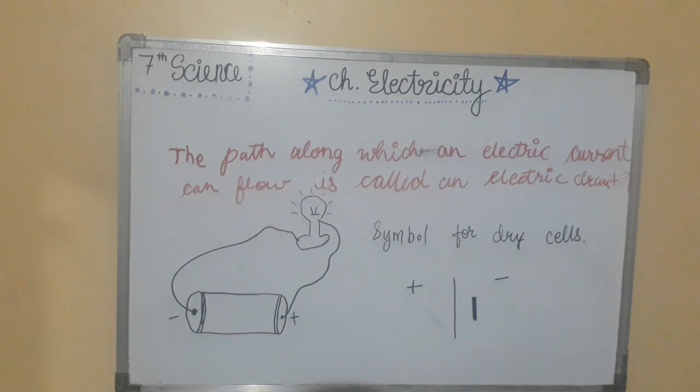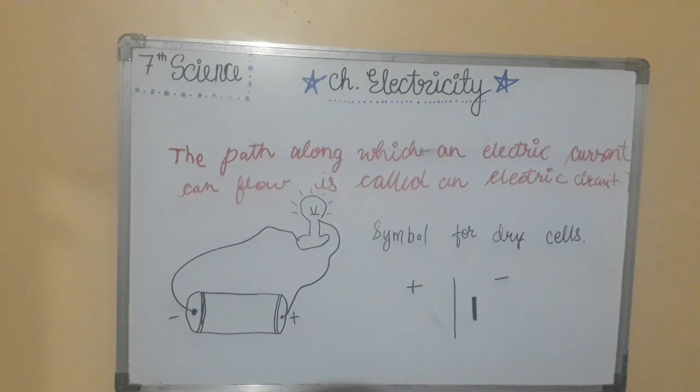When the path which starts from one terminal of the cell ends at the other terminal of the cell without any break, then such a circuit is called a complete circuit or closed circuit. When the circuit is closed, any electric appliance in that circuit starts working.